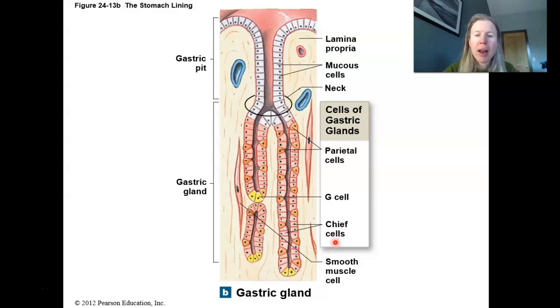While I'm here, I did want to point out the chief cells. These are producing an inactive protein called pepsinogen. So pepsinogen produced by the chief cells is going to leave the gland, come out of the pit into the stomach, and when it is introduced to hydrochloric acid, it gets activated. So it goes from pepsinogen to pepsin, and pepsin is going to be really important in digesting proteins.